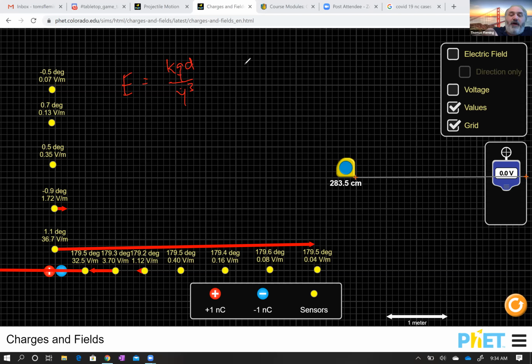And I expect that if I plotted that graph, I would again get some annoying parabola. But if I'm clever, I don't plot E versus Y. I instead plot E versus Y cubed. That's going to give me a straight line, and the slope of that straight line will be KQD. So you can verify that. That's your objective 2.